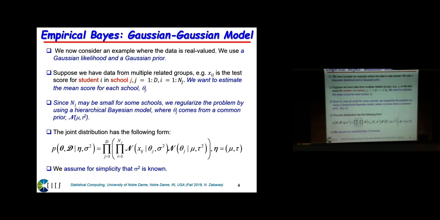So we have J schools, J from 1 to D. And we're looking at students basically taking a certain class in these schools. Each school has N_J students in the class, right? And so I is the student, J is the school. And so what we want to do is estimate the mean score for each school for that particular class, okay? So imagine that students take a statistics course at Notre Dame, at Purdue, etc.